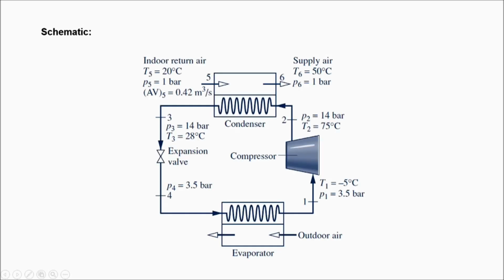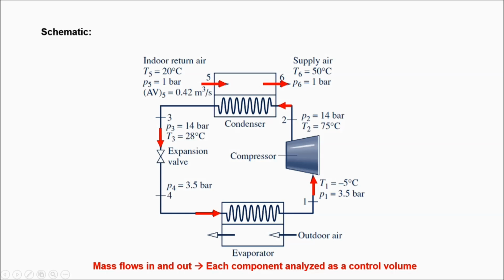The next step in the solution is to develop a relevant schematic. In this case, it was provided to us. However, let's highlight a few important pieces of information that were provided, which will help in developing our solution. The first thing to note is that there is mass entering and leaving the various components. This immediately suggests that a control volume approach is the correct one for each of the components.